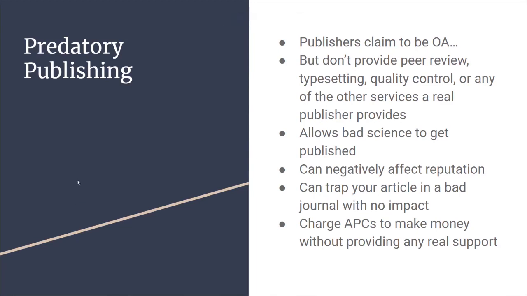Lastly, I want to spend some time talking about predatory publishers, what they are, and red flags to look out for when publishing your own work. Predatory publishers are quote-unquote journals who claim to be open access journals, but really aren't journals at all. They don't provide peer review, typesetting, quality control, editorial oversight, or any of the other services that a real publisher would provide.